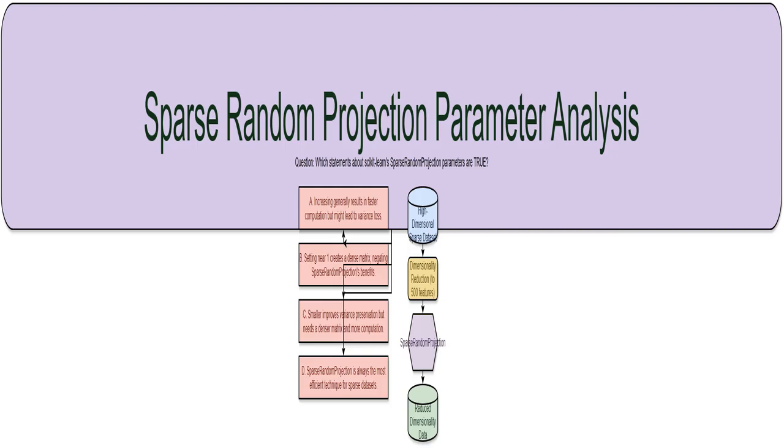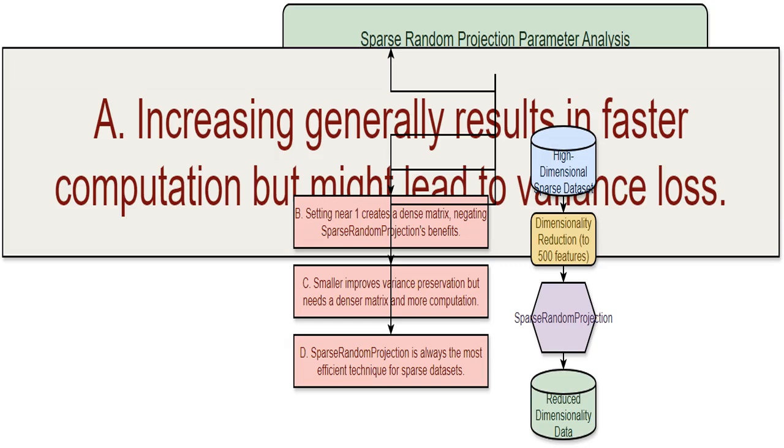SparseRandomProjection. Increasing the density, meaning making the projection matrix less sparse, makes the computation faster. However, there's a trade-off. I might lose some information, which is represented by variance, meaning my results will be less accurate. If the density parameter is close to 1, the projection matrix will be almost full of non-zero values. This completely defeats the purpose of using SparseRandomProjection for sparse data, because it loses its computational efficiency.